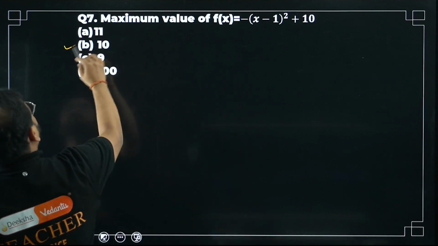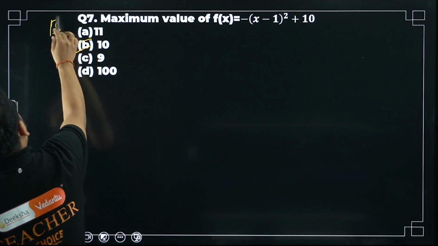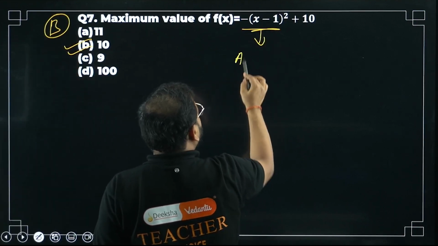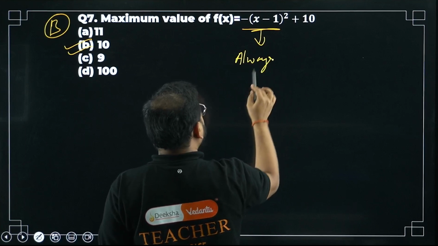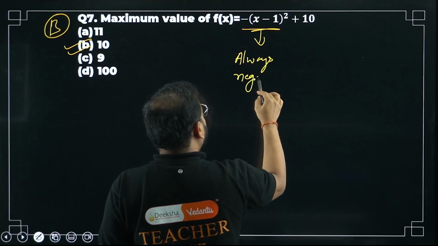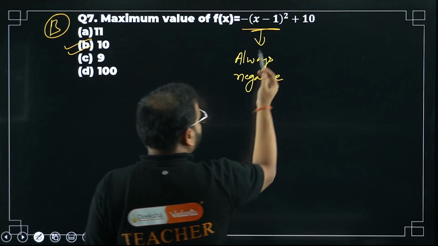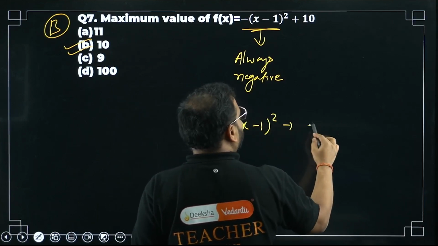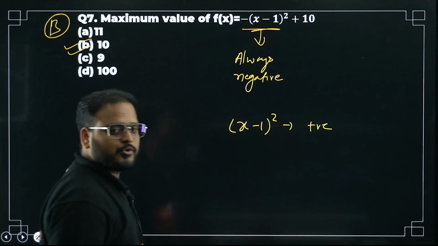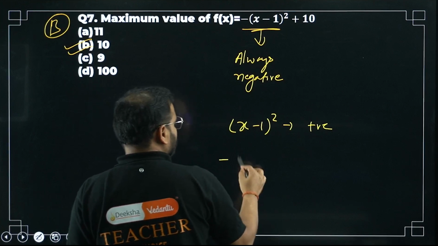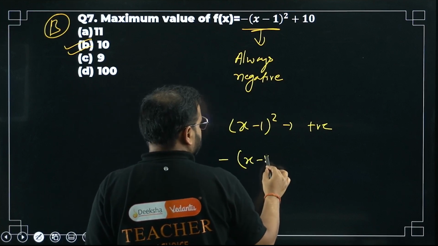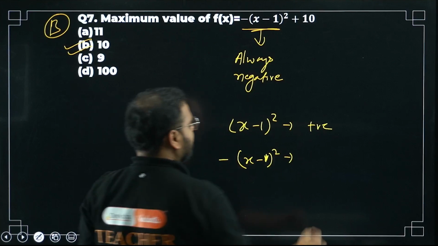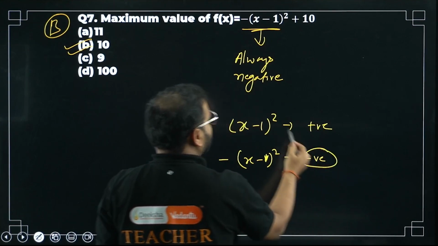10, sir. How come, sir? Check here. This is the negative value. This is always negative. Please check. (x minus 1) whole squared is what? A positive value, whole square. So positive. Put a minus sign next to this. This is positive, so this is going to be negative. That's why I've written here always negative.